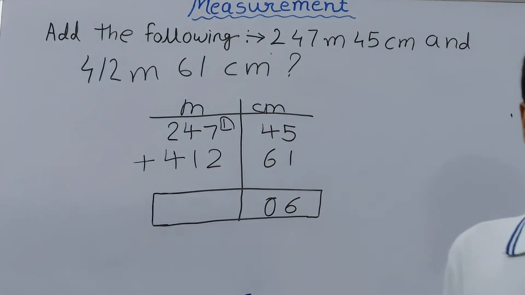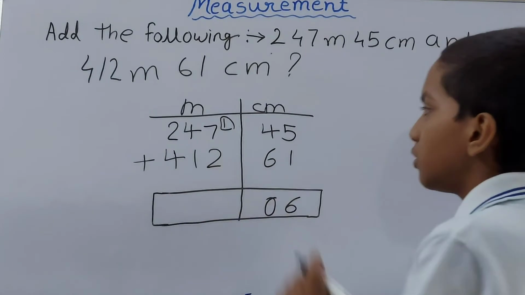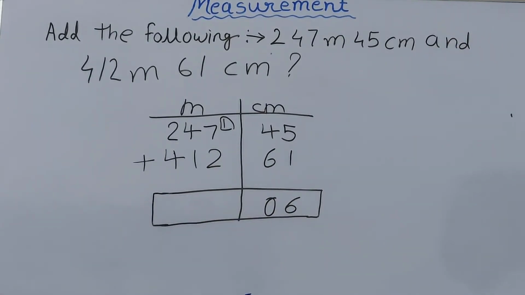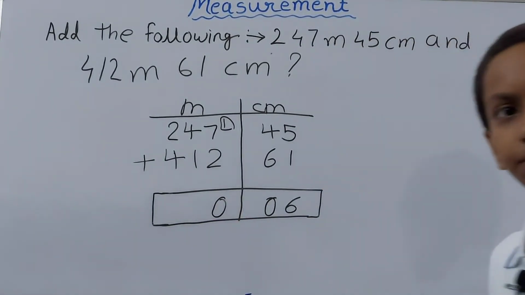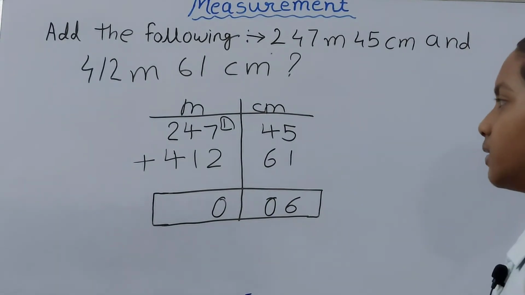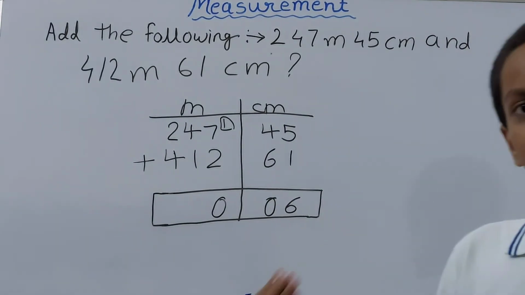That means we need to go to the next column and carry it there. Now again let's add. 7 plus 2 is 9 and 9 plus 1 is 10. Again we have to carry. First, as I told you, let's write the 0 and carry the leftover 1 to the next number.